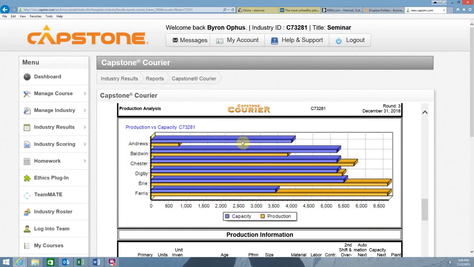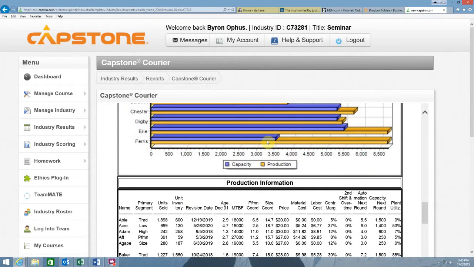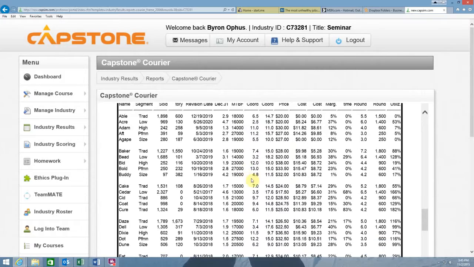Ferris still beaten. Okay, again, we come down to capacity versus production. Still all kinds of excess capacity, and again, you see teams Ferris, Erie, and Chester. The teams that had the biggest profits are at least trying to use some of that capacity. Ferris certainly is, and they're winning. Apparently, they've maybe figured out that keeping unused plant and production capacity around isn't necessarily the best idea.